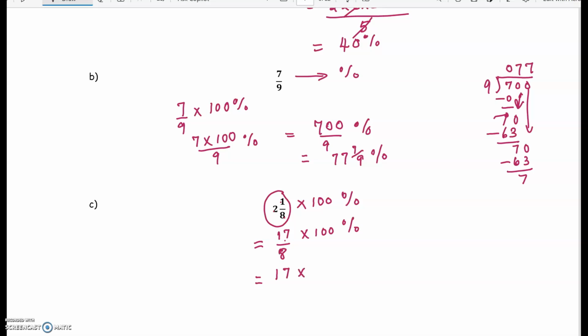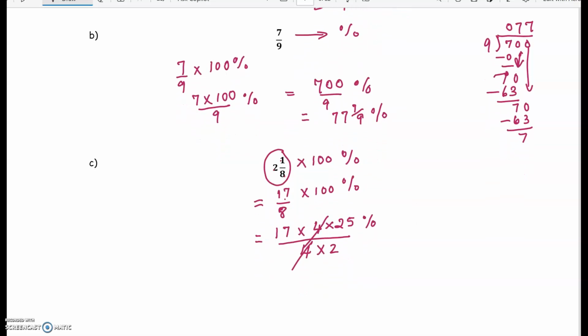Now 4 goes into 8 and 4 also goes into 100. 25 times 4 quarters make 100 cents. Divided by 4 times 2, which is 8. We can cancel the 4s and we get 25 times 17. So that's 17 quarters, but you could just do the multiplication.